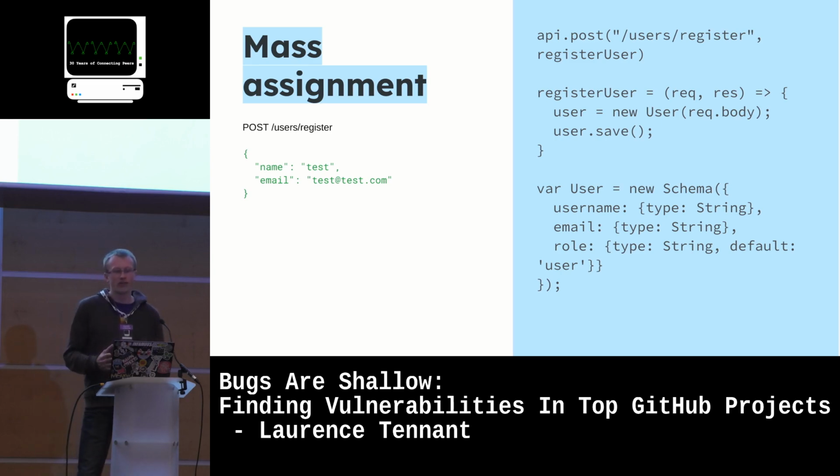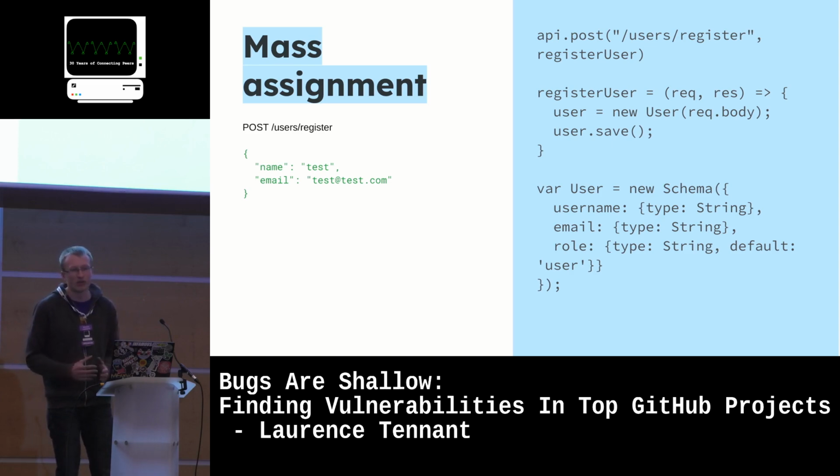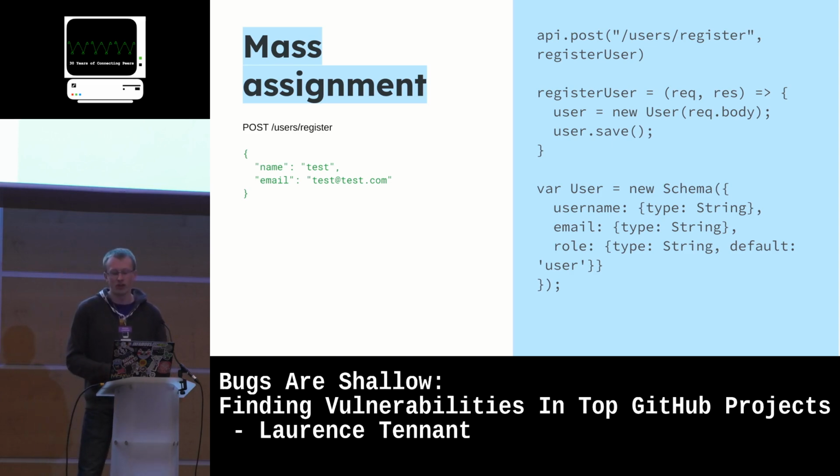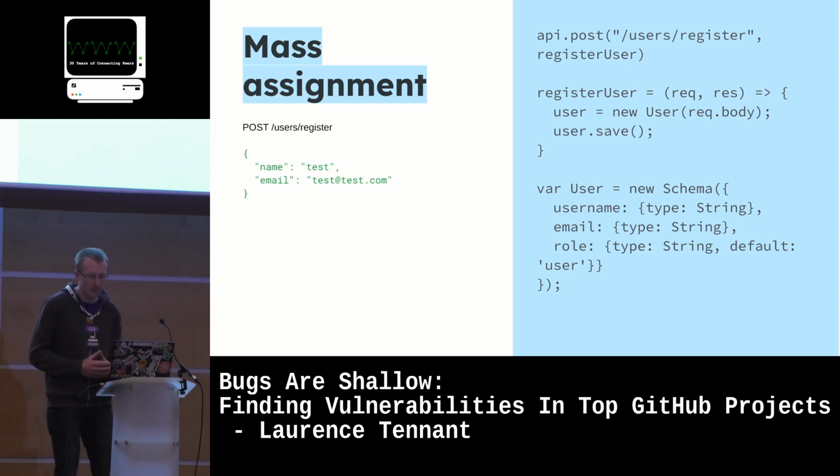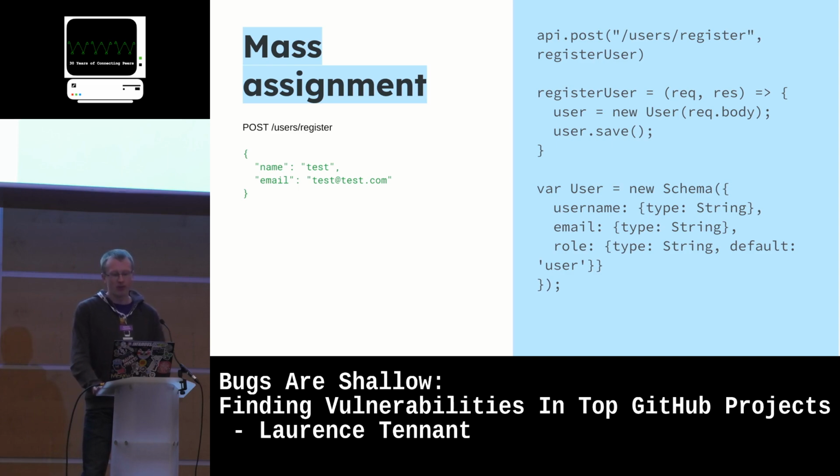And then the user model itself has 3 properties on it: username, email, and role. And role has a default value of user. So by default, if you register, you should be a user. So the expectation from the developers of this fake application is that when a post is made from the front end to /users/register, it will have a name and an email in it, and then a new user will be created.